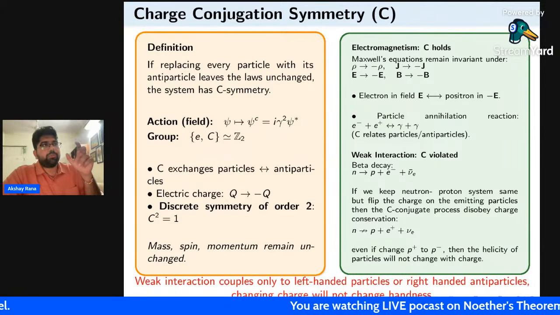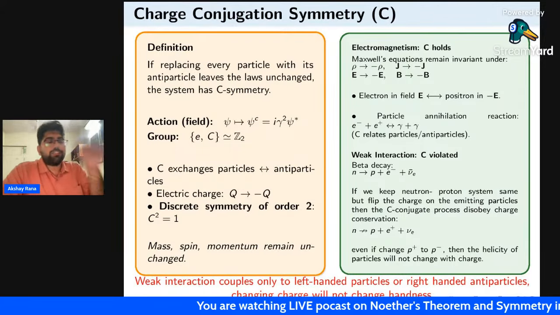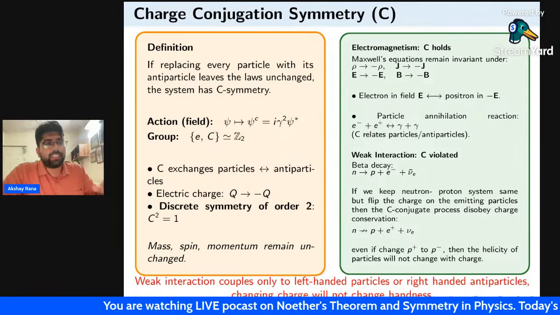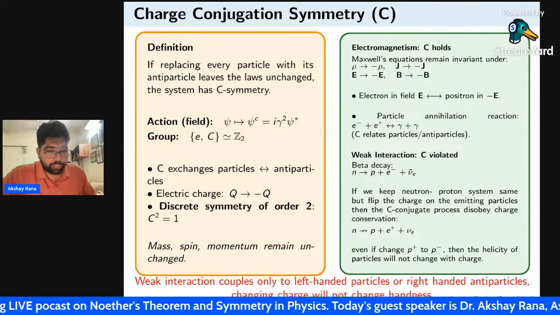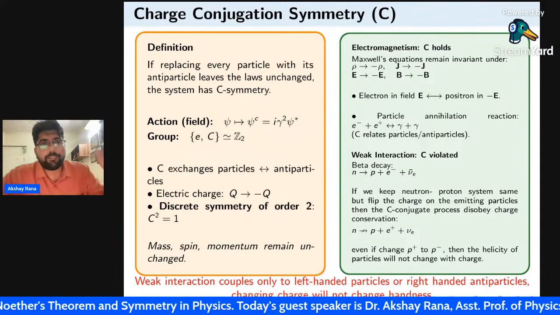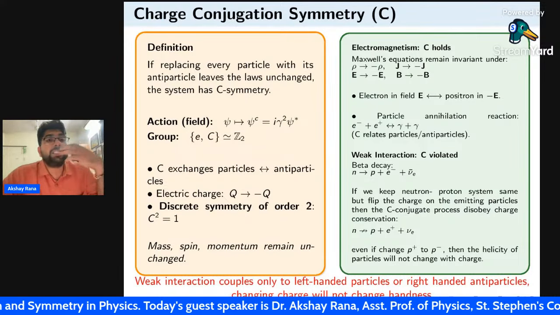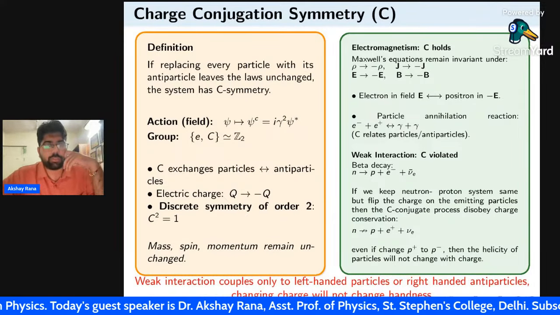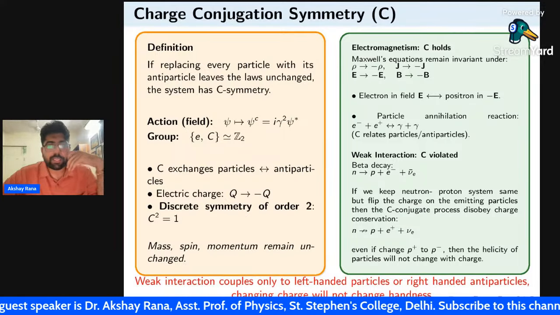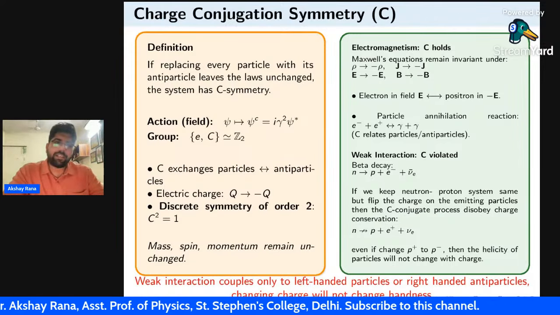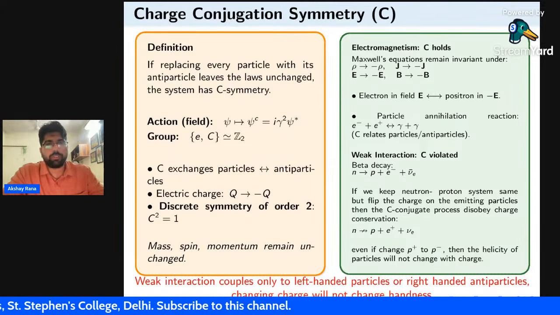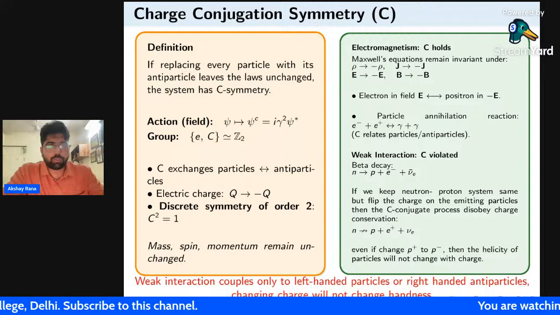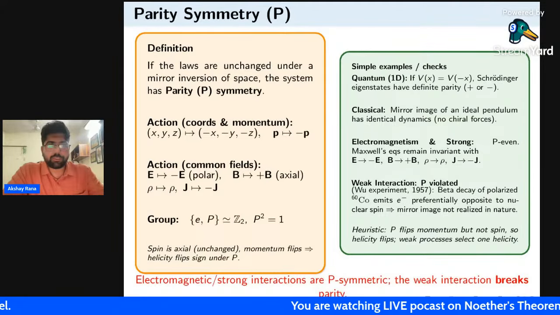So that's the reason: changing the charge will not inherently change the fundamental requirement of the theory. That's why the weak interaction is not charge conjugate in that sense. Okay, so if I go to the electromagnetic force, or to the strong force, all these are charge conjugate, but the weak interaction is not going to be charge conjugate.